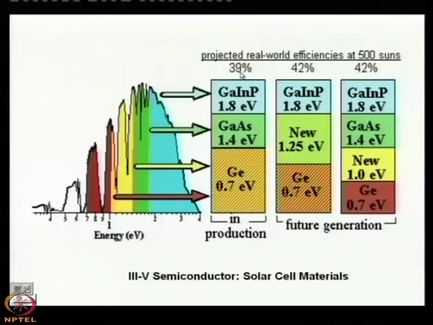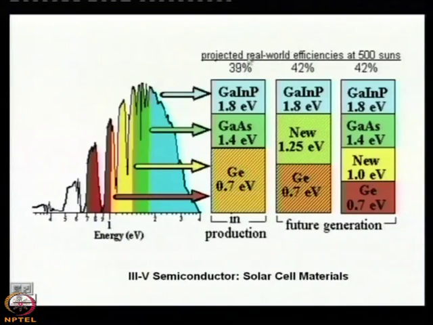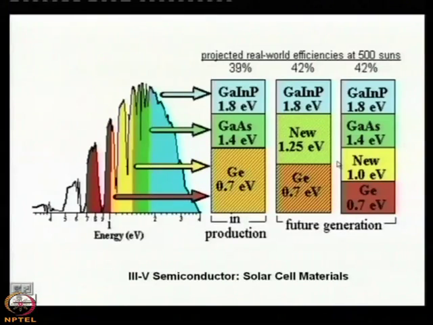For silicon solar cell, what is the efficiency? The theoretical efficiency is 18%, and in actual it is 11%. For 3-5 semiconductor, it is 39%. Or if you can use the new materials being proposed, you can even go to higher efficiency, up to 42%.